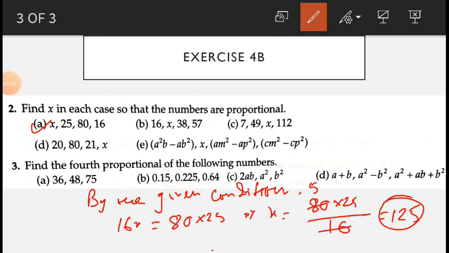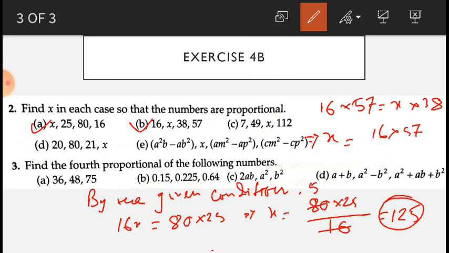Now coming to question number B, that will be 16 into 57 equals x into 38. So you have to find the value of x, that means it will be 16 into 57 by 38, so you have to find that value. So you can cancel by 19, and that will be 8 into 3, so that means the value is 24. In this way you can make that possible.